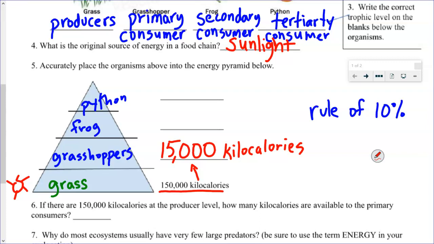Now we're going to go from the grasshoppers to the frog. Remember, it's called the rule of 10%. Nothing is changing here. The same is true. Those grasshoppers are using up that energy. That energy is being lost as heat. So now the frog population is coming down to eat on the grasshoppers. How much energy is going to be available to that population of frogs?